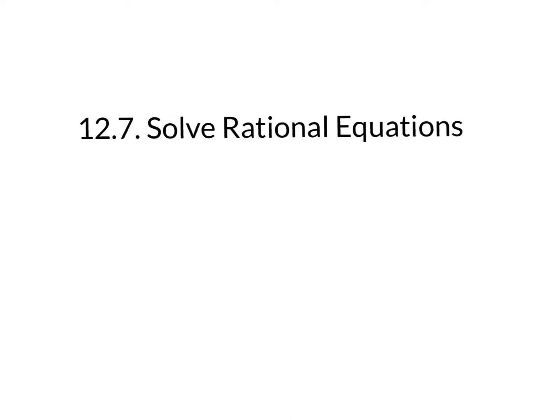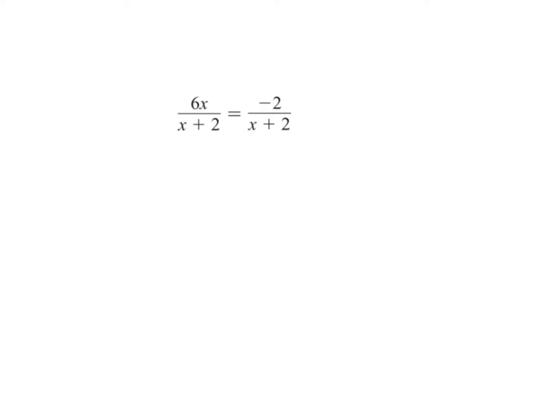The last lesson in Chapter 12, Working with Rational Expressions, is to solve equations that have fractions, big fractions. So we're going to solve rational equations. If you have one fraction on each side of the equal sign and they have a common denominator, you can just cross off the denominator and solve the equation that's left. The reason that works is because what we're really doing is multiplying each side by x plus 2.